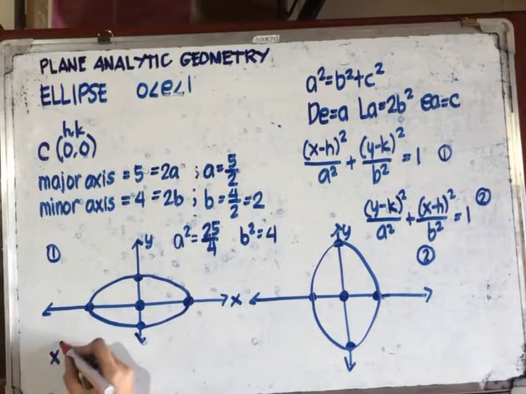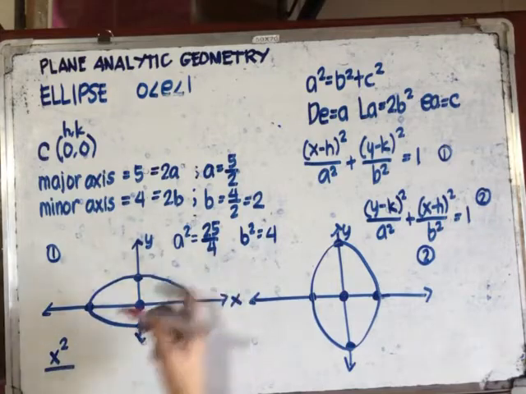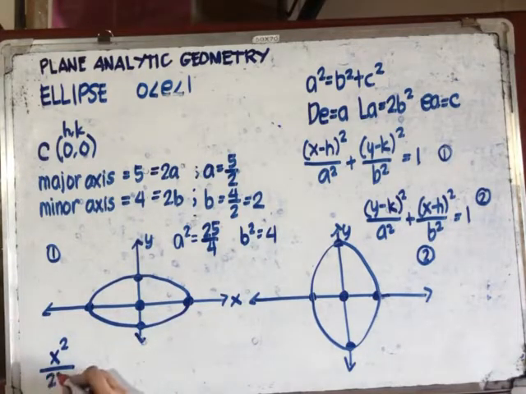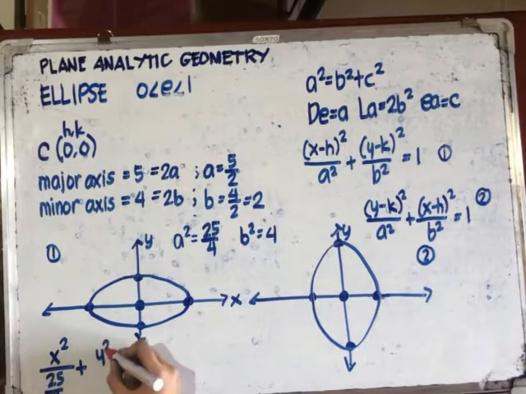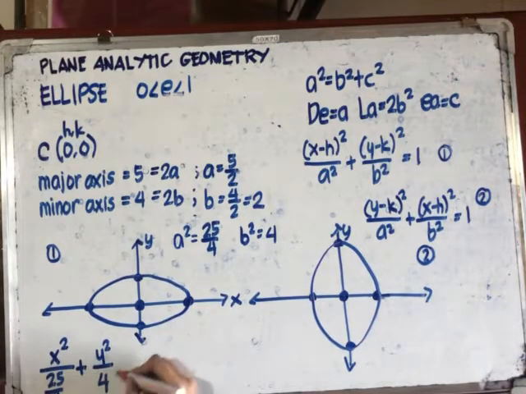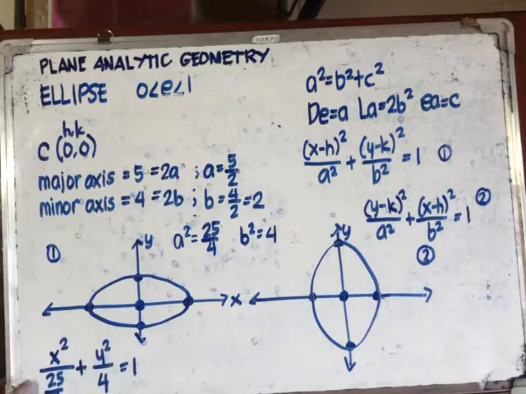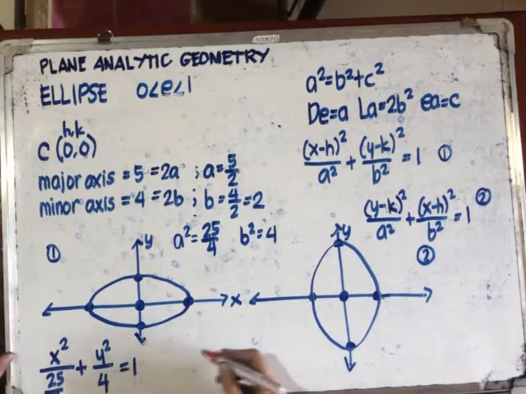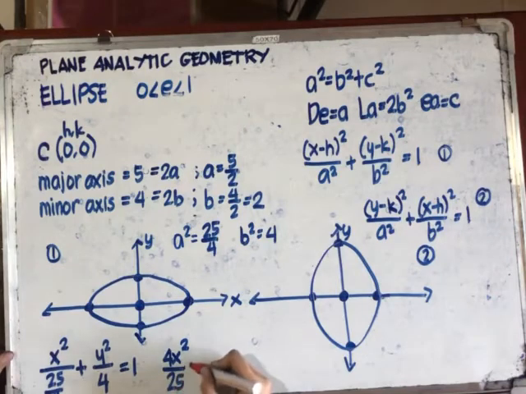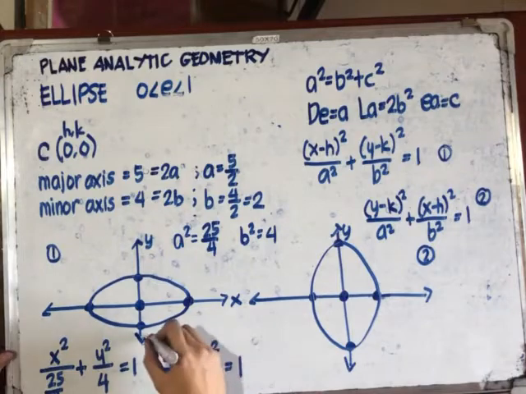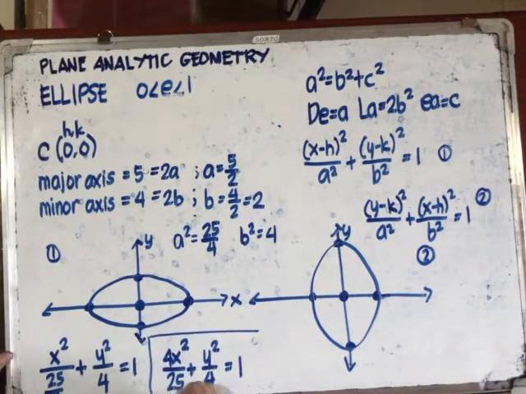So, this would now be x squared over yung a squared natin na 25 over 4. Right? Plus, meron tayong y squared kasi 0 din ang k over 4 is equal to 1. O ngayon, i-reciprocate natin siya para wala tayong fraction sa denominator. That will give us 4x squared over 25 plus y squared over 4 is equal to 1. So, this is the equation of our ellipse.